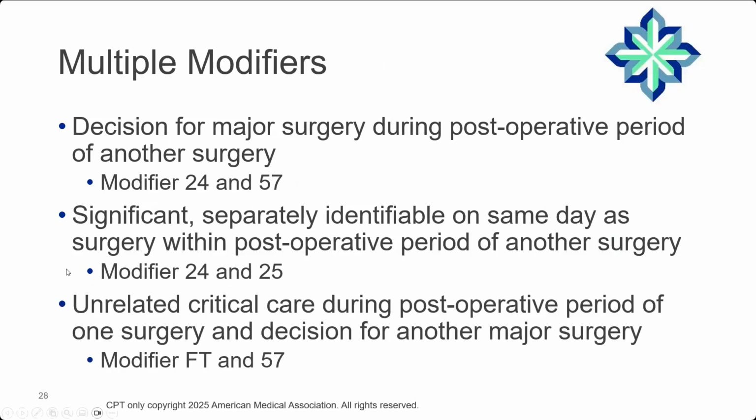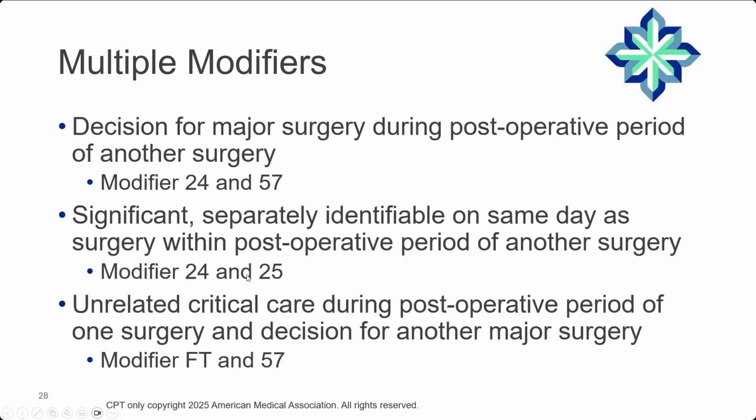All right, could you use multiple modifiers? You can. So again, the decision for a postoperative period of another surgery. So you had a surgical, now you're going to do another one. You have 24 and 57. We will start a new postoperative period depending on the other surgery. Significant separately identifiable on the same day surgery with a postoperative period of another surgery. You may be able to append the 24 and 25.